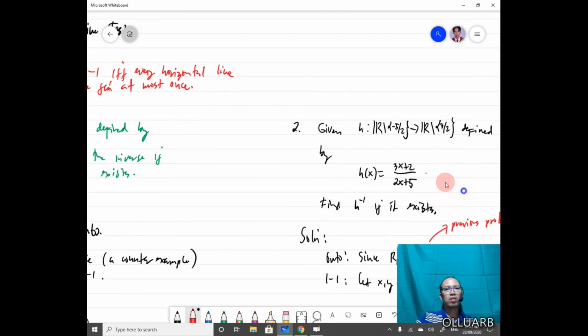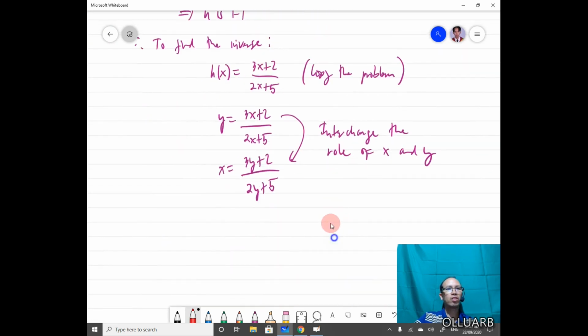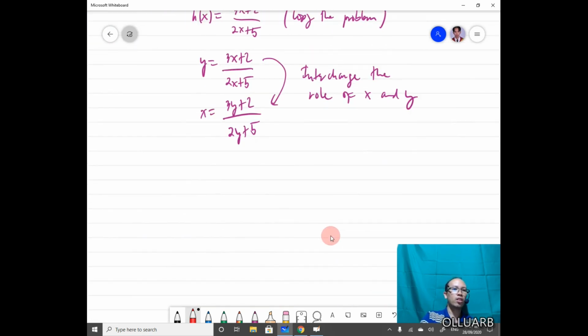Let's go back to the problem. Interchange the rule of x and y, then solve for y in terms of x. Let's use the color blue. Cross multiply x times 2y plus 5, 3y plus 2. This is over 1. So here we have 2xy plus 5x, 3y plus 2. So solve for y in terms of x.